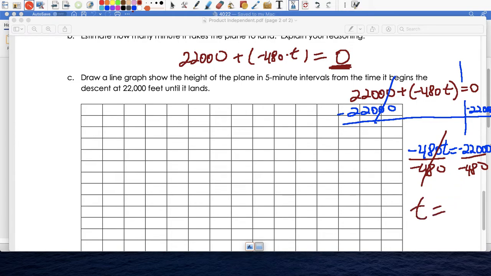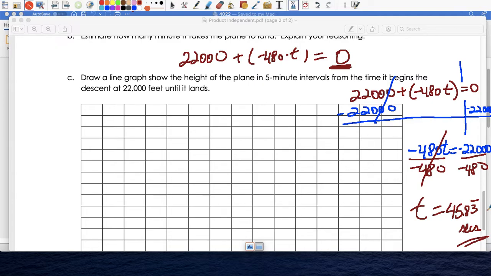And then 22,000 divided by negative 480. I have no idea what that is. Why don't we find out? 22,000 divided by 480. It's going to be a positive because it's a negative divided by negative. So positive 45.83 repeated. That's how many seconds it will take for that airplane to land on the ground.